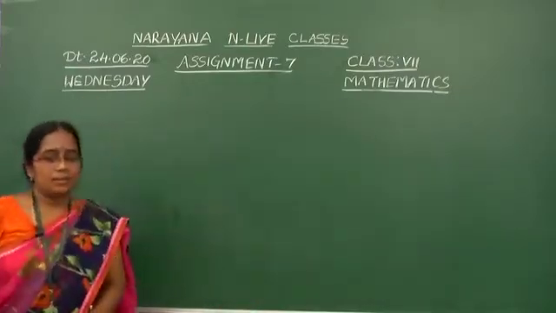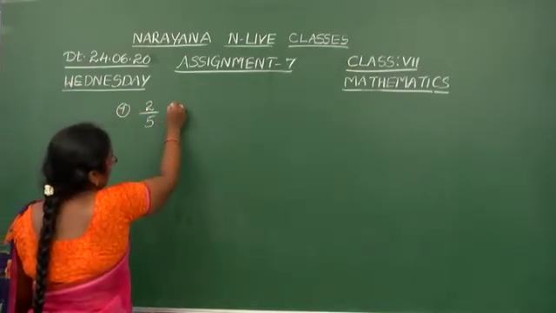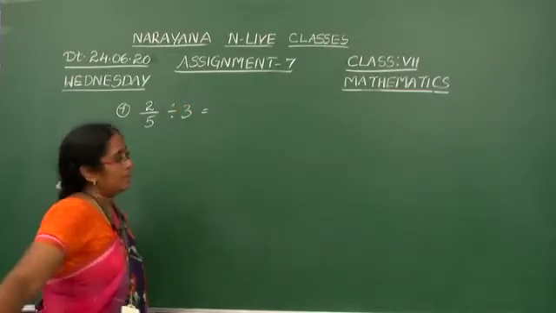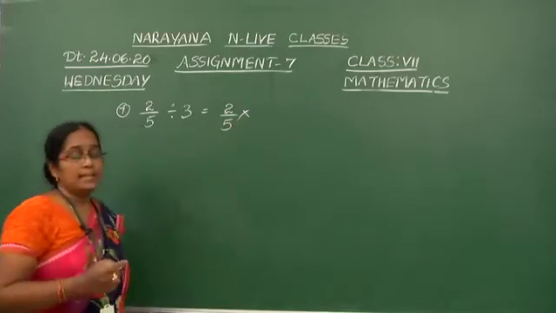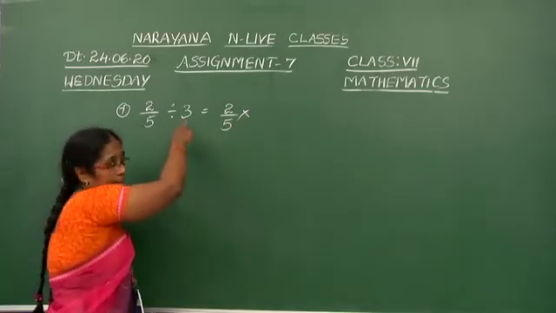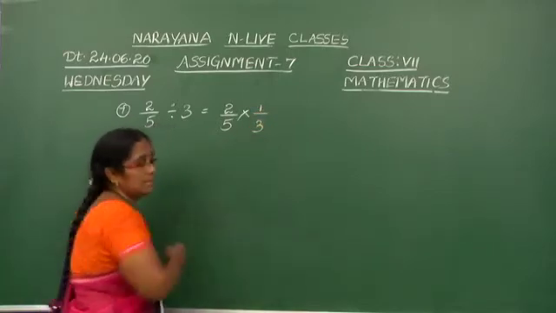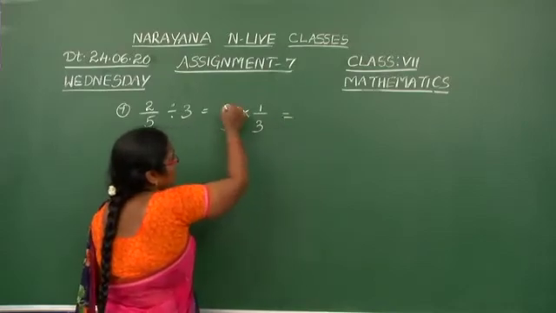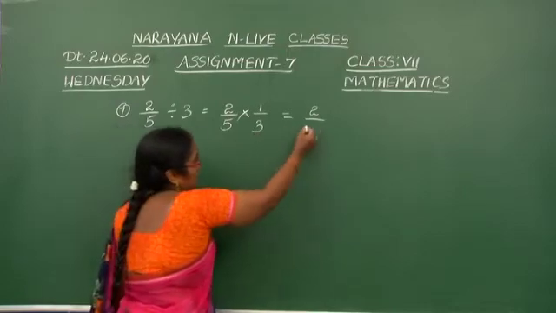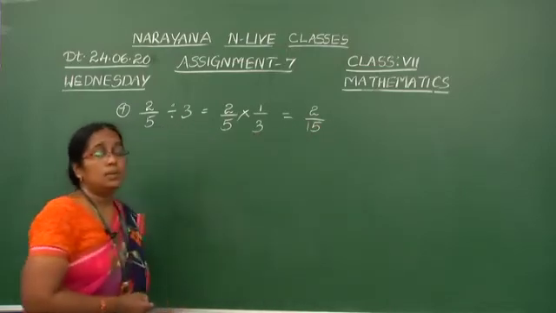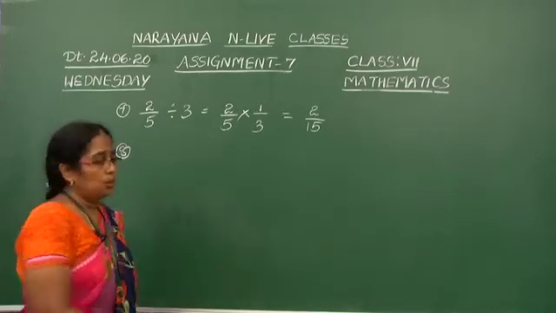Next, 7th question. 2 by 5 divided by 3. So first fraction as it is, you can write 2 by 5 into the reciprocal of the second fraction. What is the second one? 3. What is the reciprocal of 3? 1 by 3. Now multiply numerators. 2 into 1, 2. By denominators, if you multiply, 5 3s are 15. So what is the answer? 2 by 15.